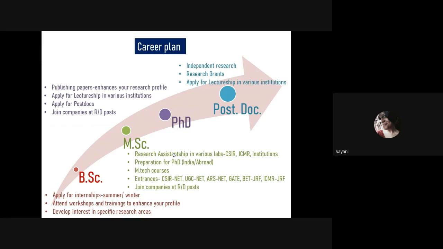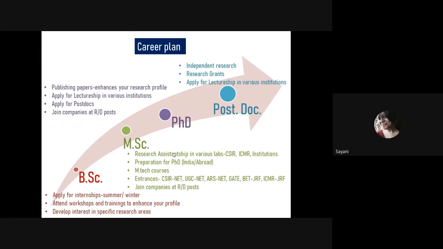Both summer and winter, and right during your bachelor's. This can be done by either emailing professors and spending time in their labs to learn new things. Also, you can apply via internship portals like the Summer Research Fellowship Program, where students get opportunities to work in labs across India as summer interns.